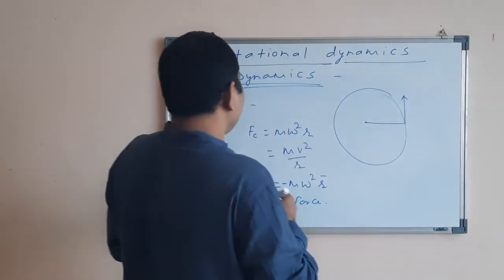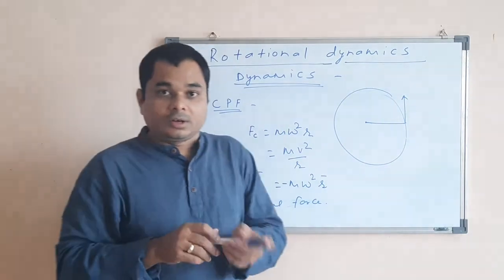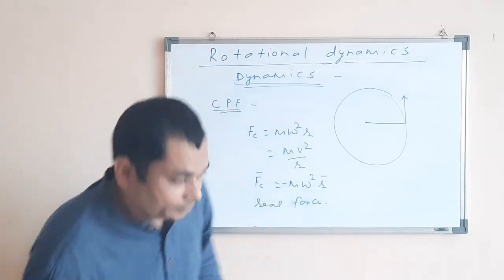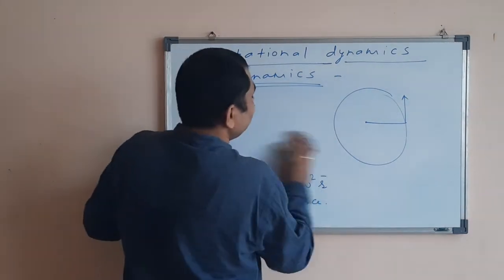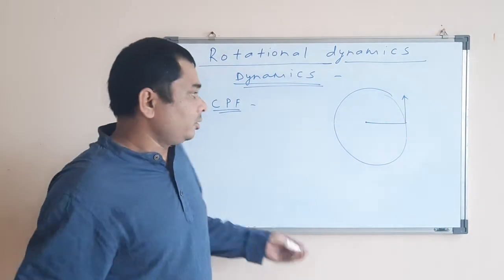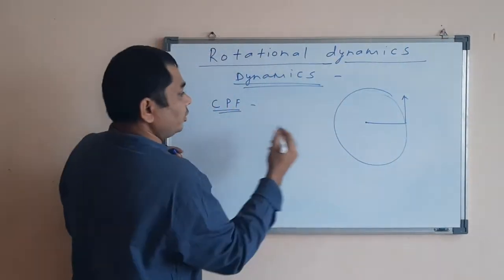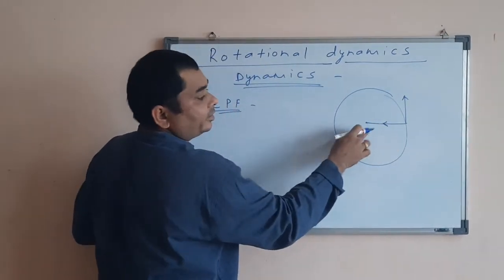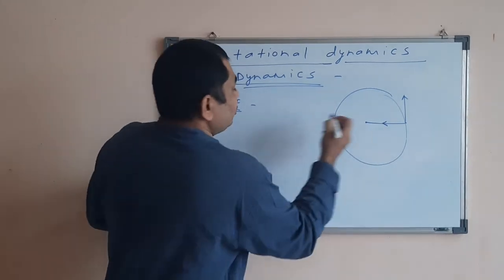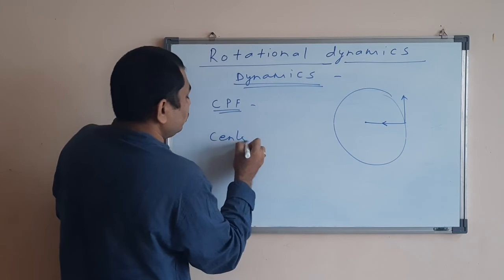There is another force, that is centrifugal force. Now centrifugal force is a pseudo force and it acts along the radius vector. Centripetal force is towards the center. Centrifugal force is away from the center. So this is your centrifugal force.